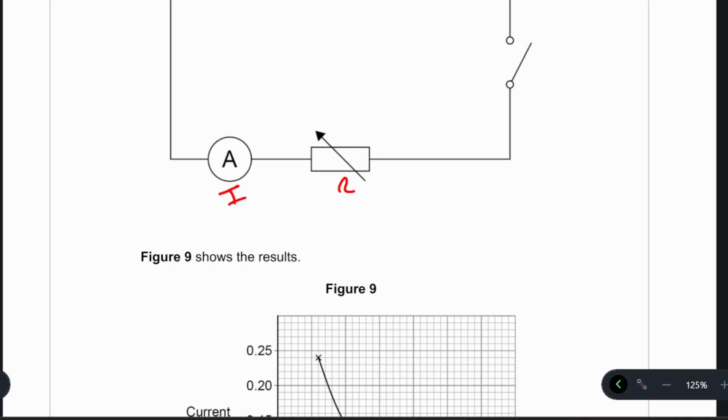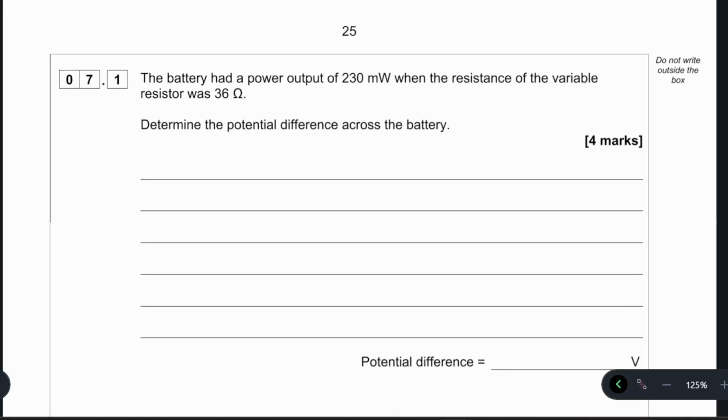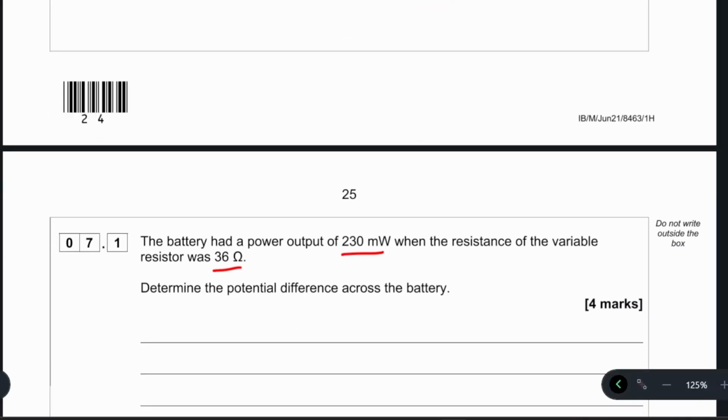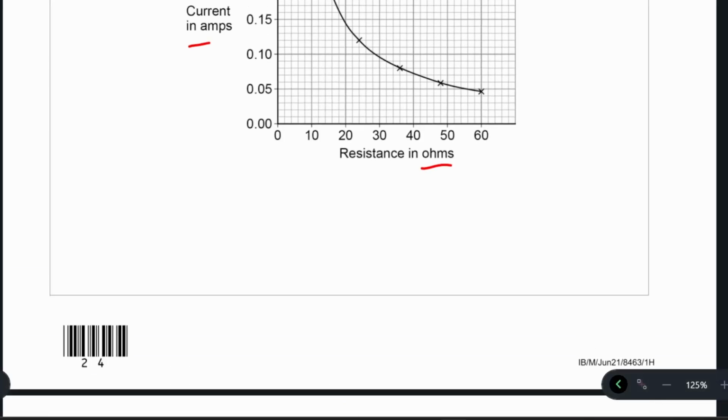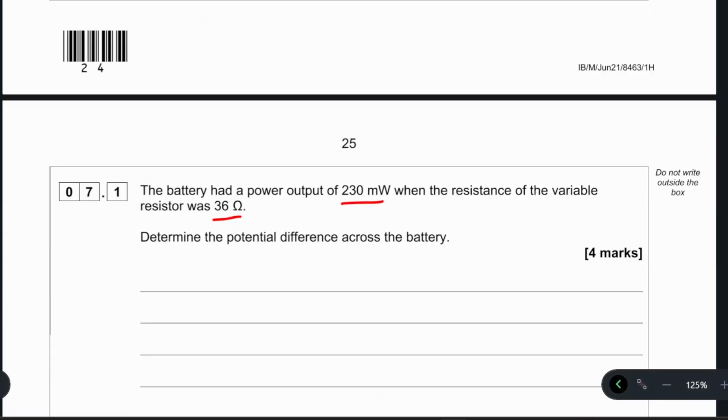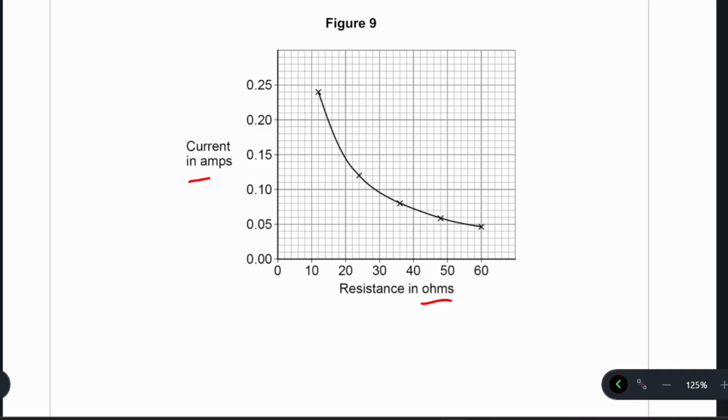Cool. So the question we're asked then is, the battery had a power output of 230 milliwatts when the resistance of the variable resistor was 36 ohms. Determine the potential difference across the battery. Well, first of all, we're given this graph and the resistance of the variable resistor, so we can work out the current. If the resistance was 36 ohms, we can come over here, find 36. It's going up in 2s, so 32, 34, 36. We can go up to the point where we hit the line, then come across and see where it hits on the y-axis, and you can see this is 0.08.